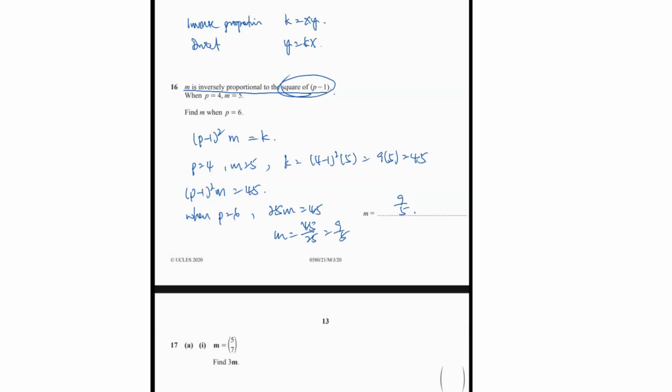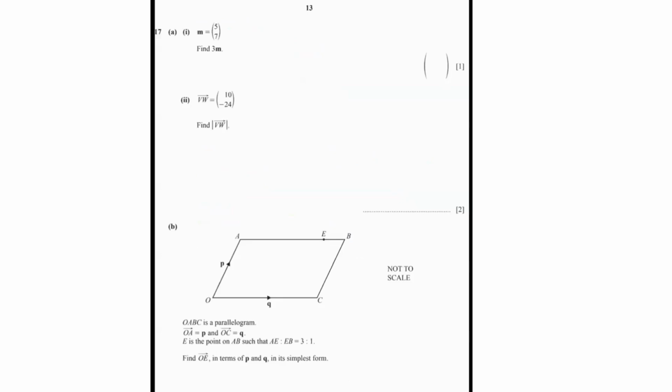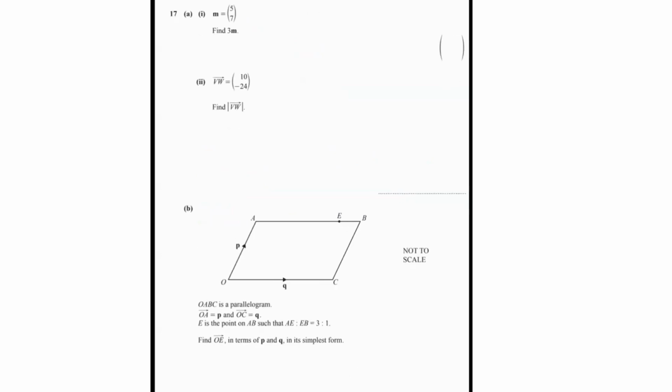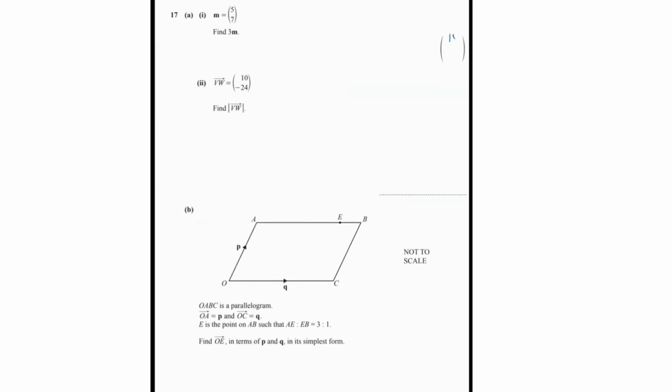Okay, let's move on. Vectors. I see from the corner of my eye, vectors. Oh, 3 marks. Vector m is (5, 7), find 3m. So just times 3: (15, 21). Easy.